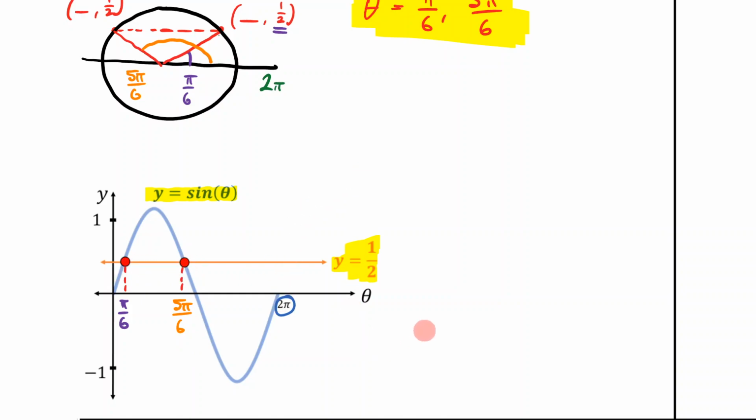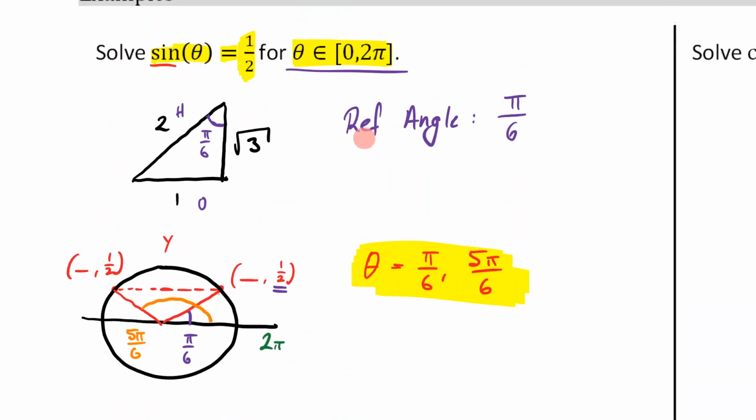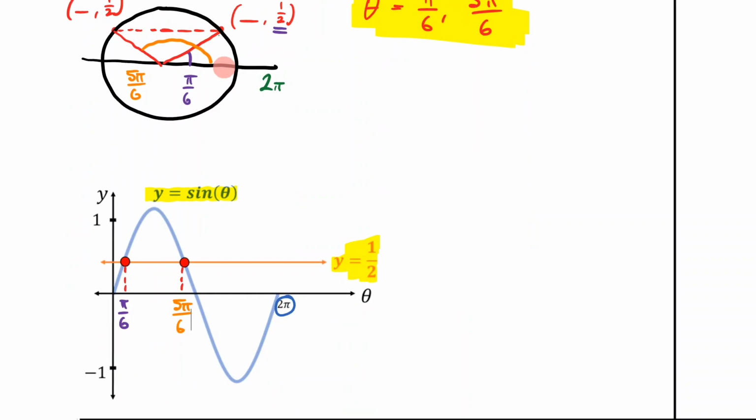I'm not going any more. My domain stops at 2 pi. So you really have to keep your eye out on this domain to figure out how many solutions you're going to have. But hopefully this is a good first example that gets your head around what it means to solve a trigonometric equation and just how to think it through. So hopefully you have found this useful.